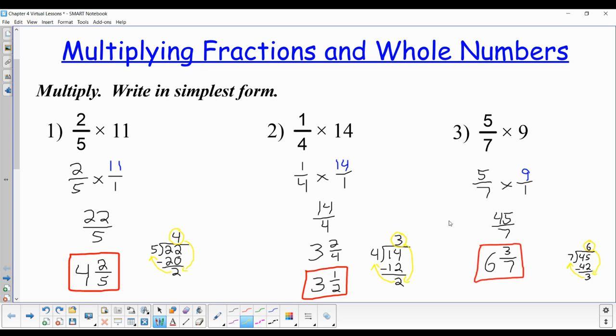So the steps, once again, to multiplying a fraction by a whole number is to leave the fraction alone, copy it down, copy the multiplication sign down, and then rewrite your whole number as a fraction by putting it over 1. Then you multiply your numerators, get your numerator. You multiply your denominators, get your denominator. And then if your answer needs to be reduced or simplified, you do so.